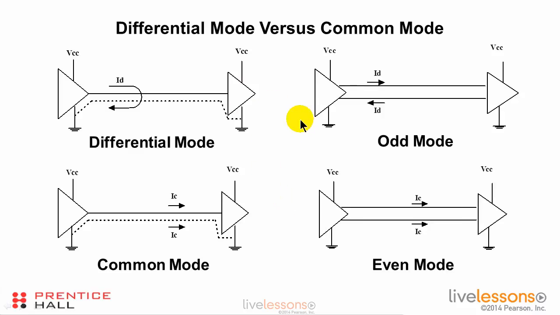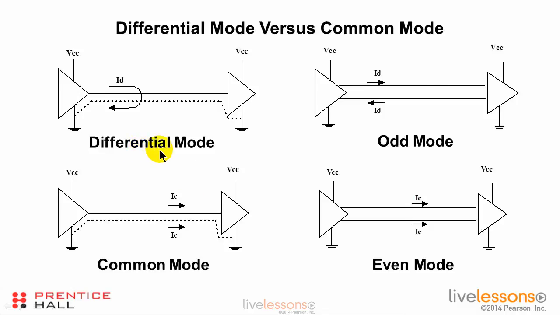Well, before we get too far, I want to also point out that purists will tell you there isn't a differential mode and a common mode. The correct terminology is odd mode and even mode. And so what we would say is in the odd mode, the signal goes down one trace and back on the other. And in the even mode, the signals go the same direction on both traces. Okay?